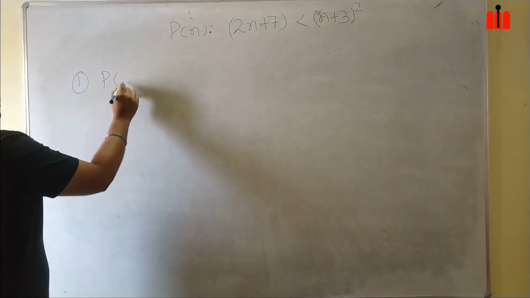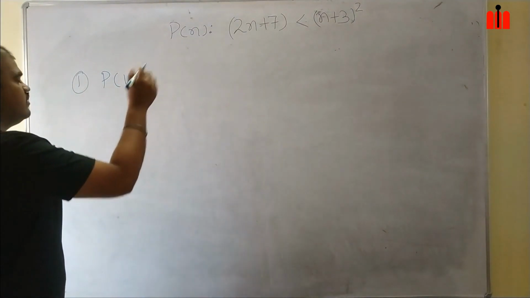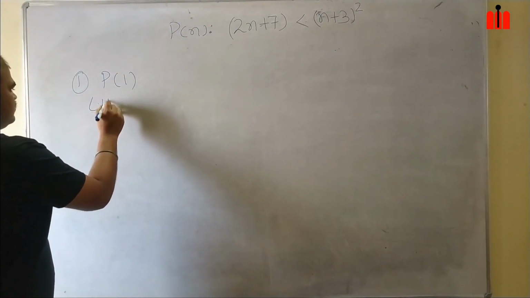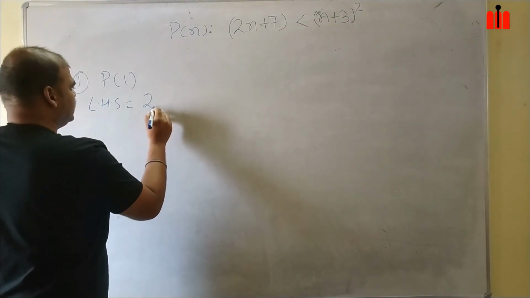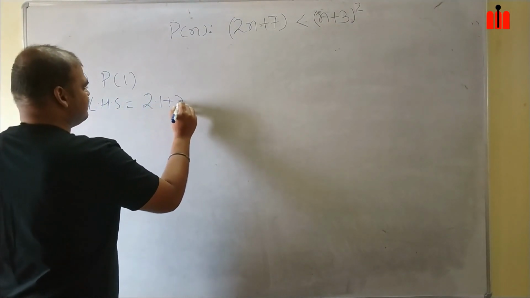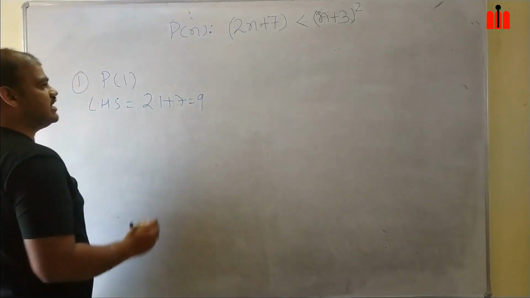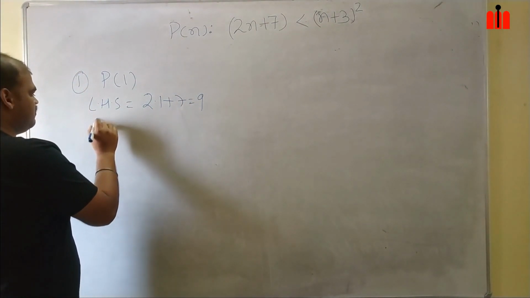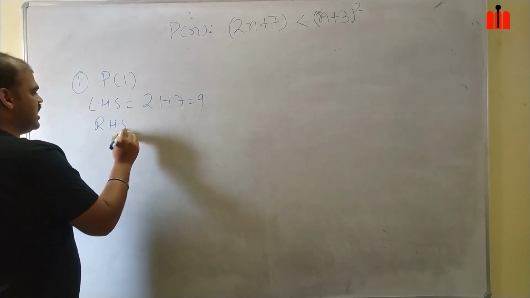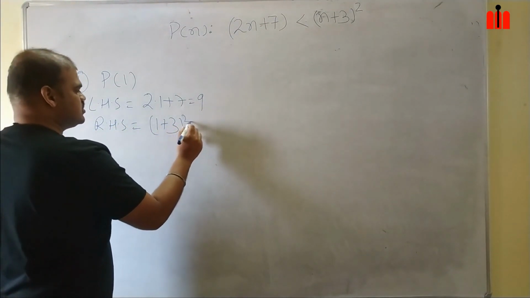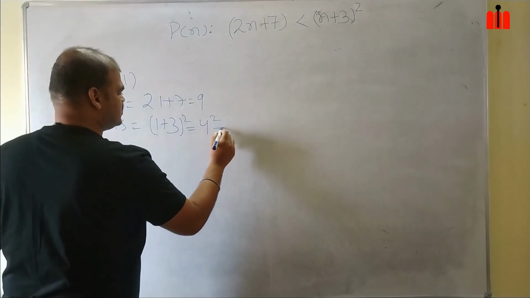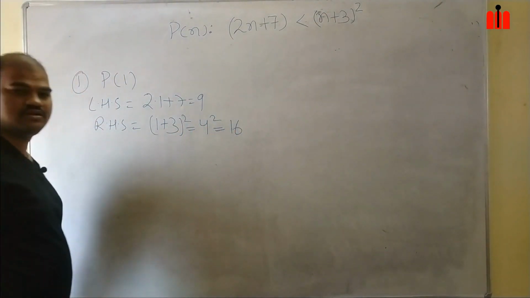First, check for P1. For P1, my L.H.S will be 2 into 1 plus 7, which is equal to 9. Now, what will be my R.H.S? My R.H.S will be 1 plus 3 whole square, which is 4 square, 16.